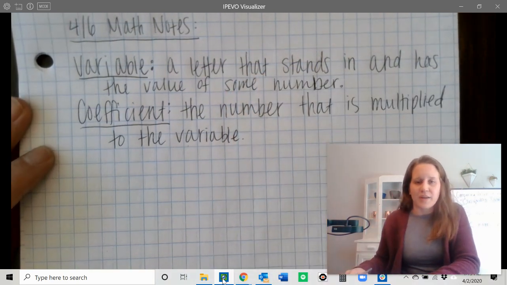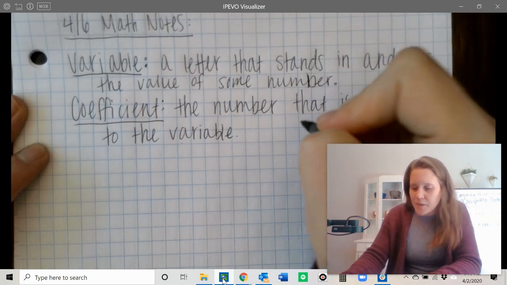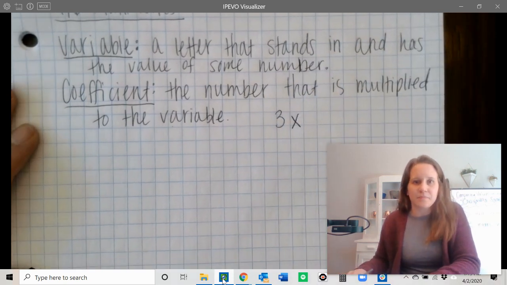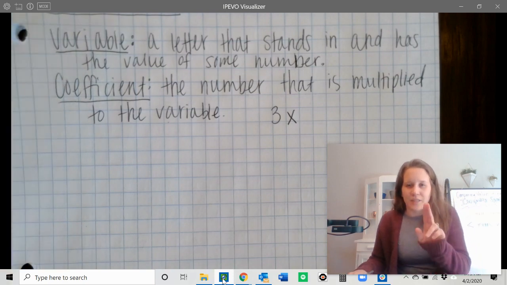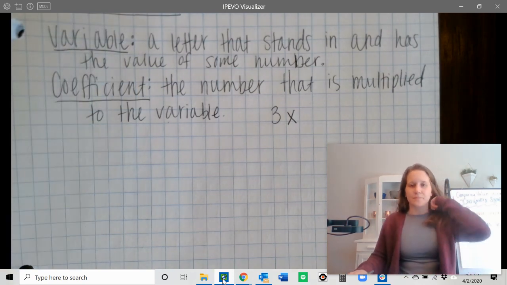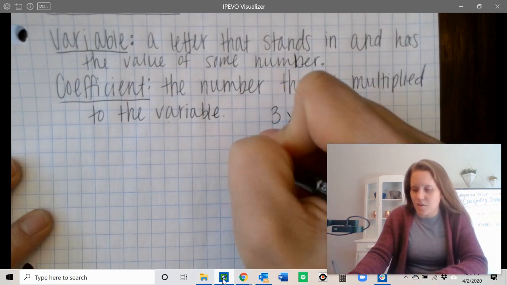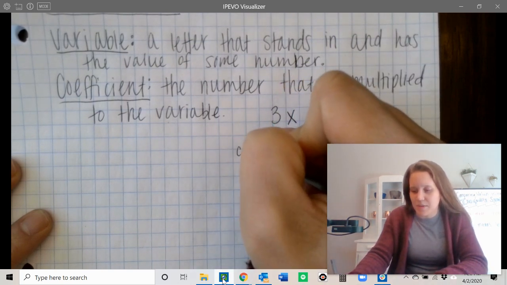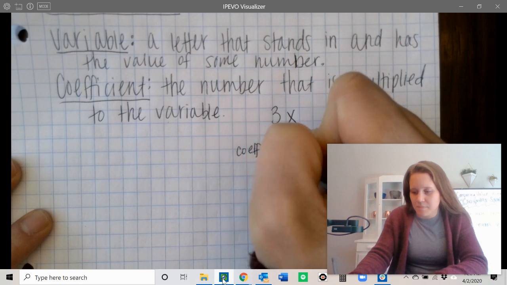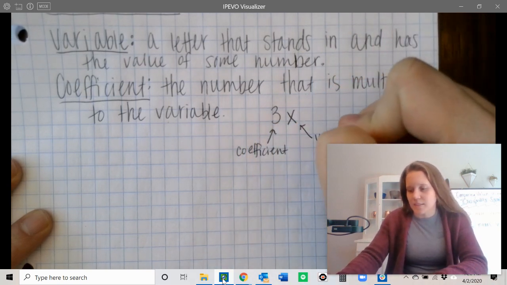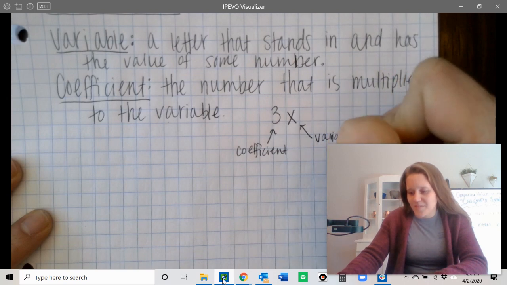Okay, so let's just write a quick example. A variable term like 3x has two little parts in this one term. This 3 is called the coefficient. Go ahead and label it with me. And we know this x is called the variable.